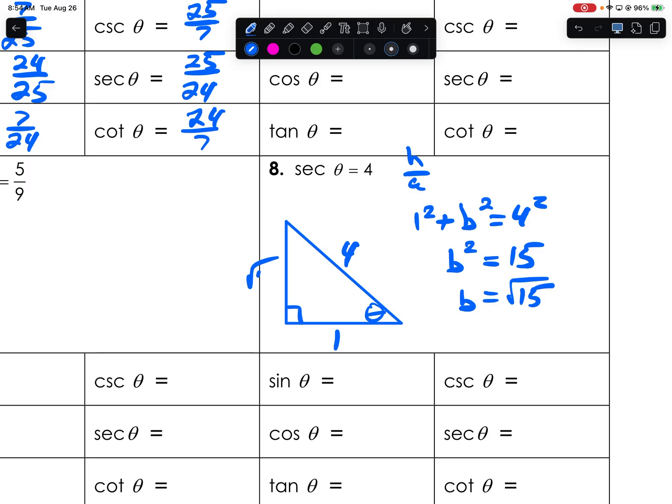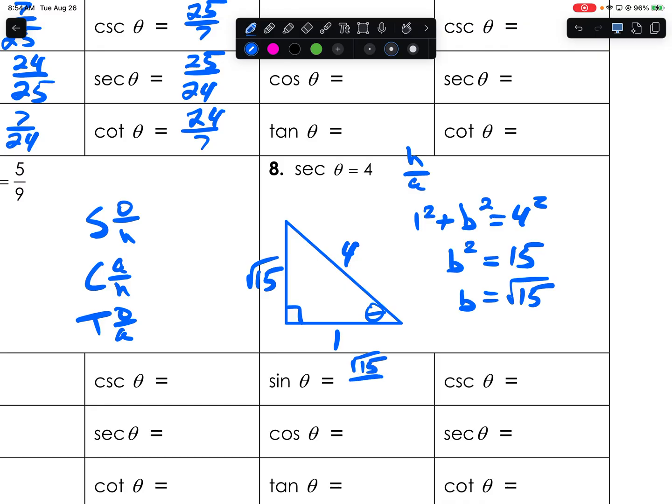Square root of 15. Okay, do all 6 of them down here. Ready, set, go. You can always write up here like so: SOH CAH TOA. You can write that. It'll help you do this. So square root of 15 over what?